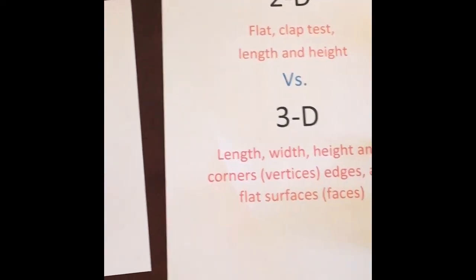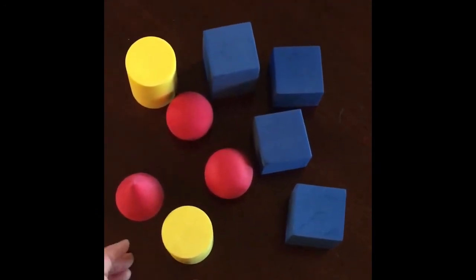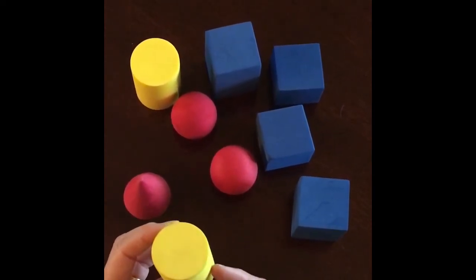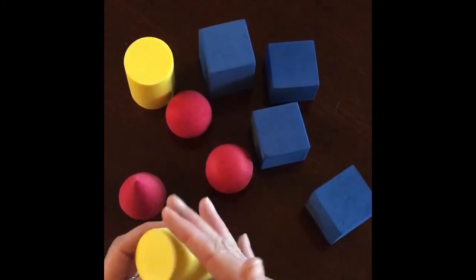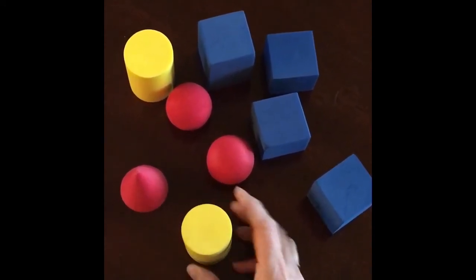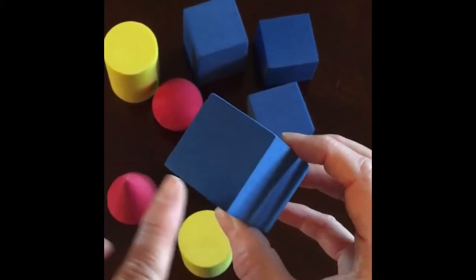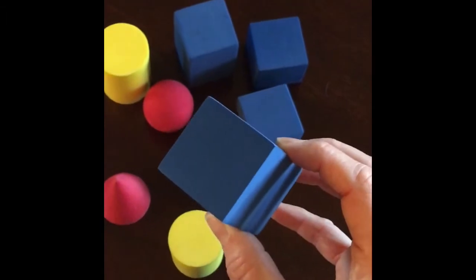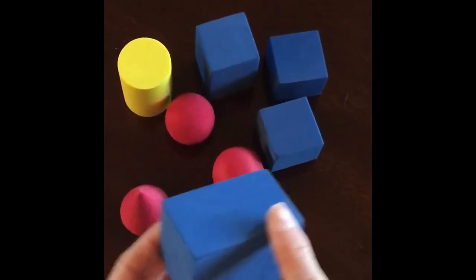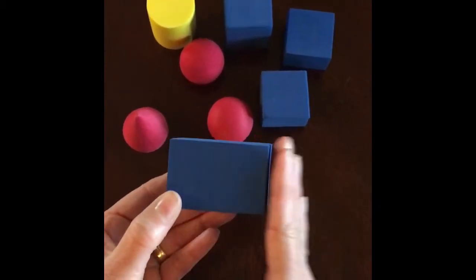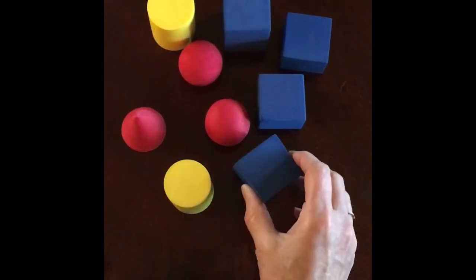Now for 3D, let's look at our shapes over here. 3D measures three things: the length, the width, so that's a big difference, how wide it is, and how tall it is. And it might have corners. So this is a corner, this is a corner. We also call those vertices. Everybody say that, vertices. Vertices are the corners. It has edges and it has flat surfaces. That was one of our definitions. You can call those faces as well.